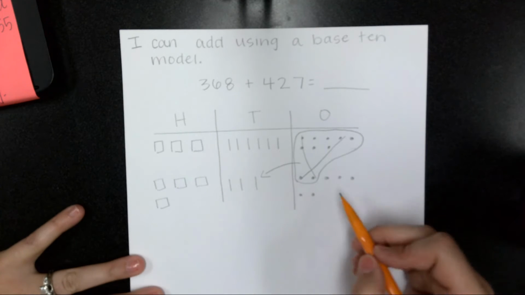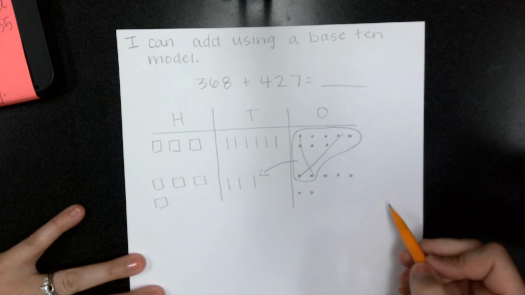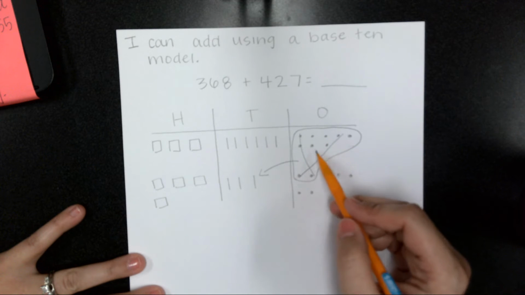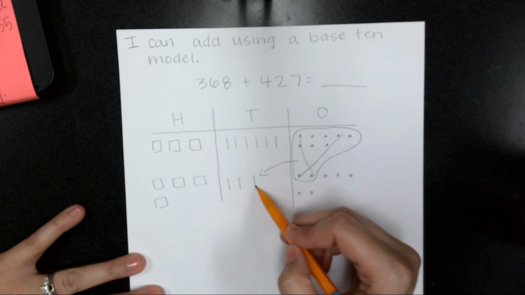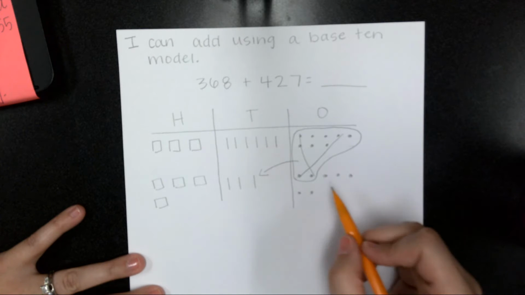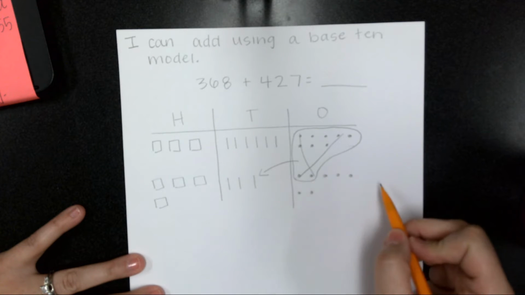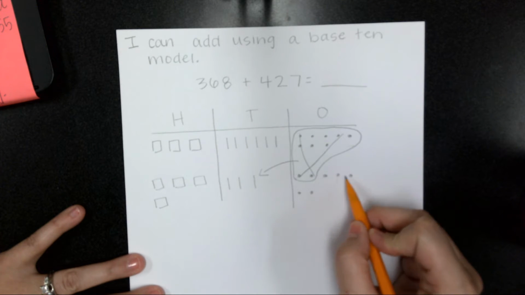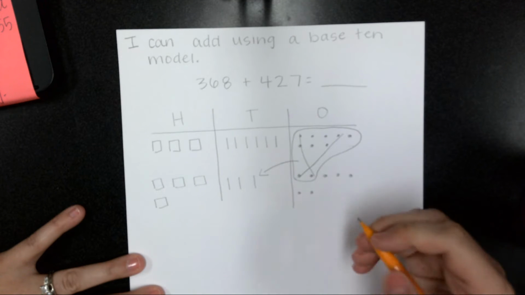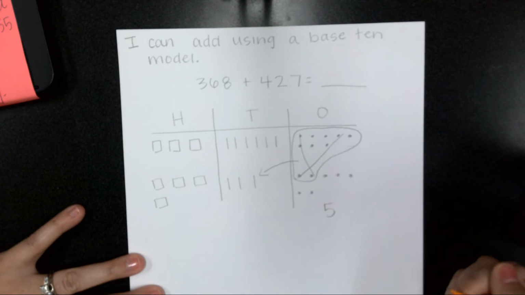So now let me count the ones that are outside my circle because these have already been counted into a 10. So I'll count those when I get over to my tens place. So let's count the ones that I haven't counted yet. 1, 2, 3, 4, 5. I hope you counted those with me. Let me record that I have 5 ones here that aren't going to be counted somewhere else.